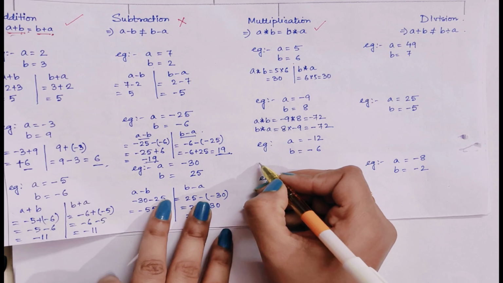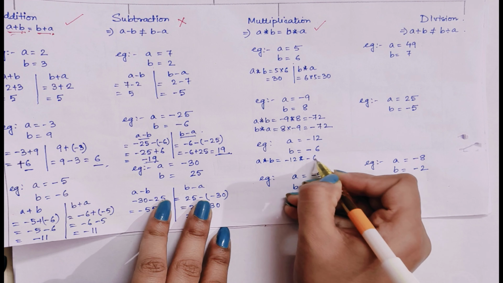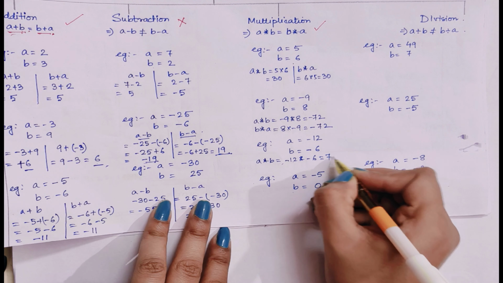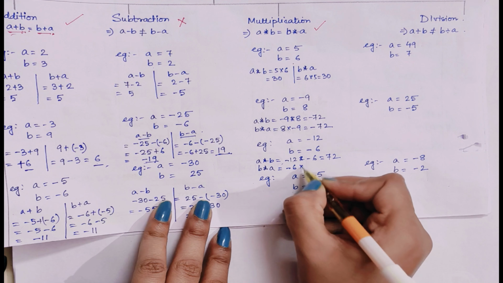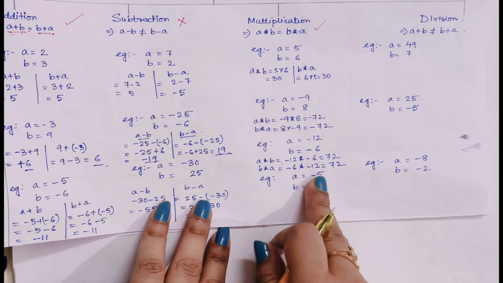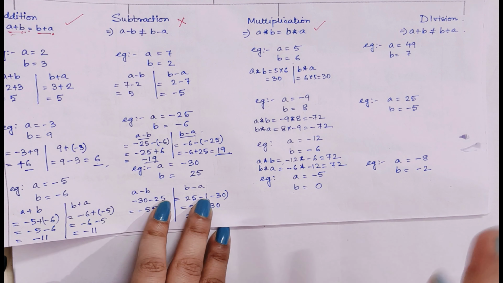the third example is a is equal to minus 12 and b is equal to minus 6. So this will give me minus minus plus, and 12 6s are 72. Again b into a will give me minus 6 into minus 12, which is equal to 72. Here also, in all the three examples, the commutative property was obeyed.